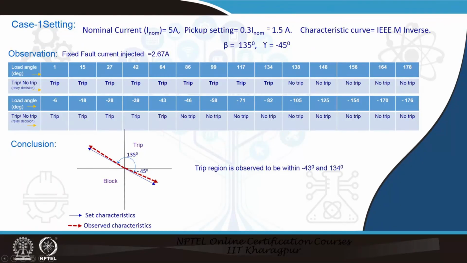For case 1, we have the nominal current of 5 ampere, the pickup current setting is 0.3 times the nominal, which is 1.5 ampere, and the characteristic curve taken is IEEE M inverse, which governs the corresponding operating time. Then the corresponding beta angle is 135 degree and gamma happens to be minus 45 degree, as already mentioned. In this case we took several observations and some of them are noted here.